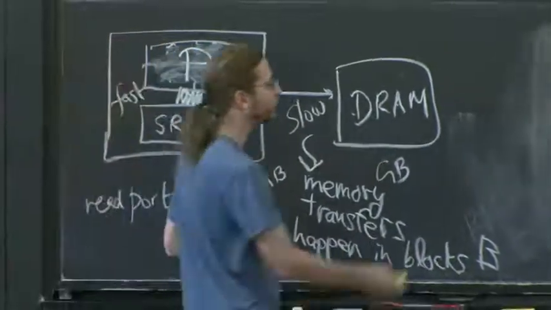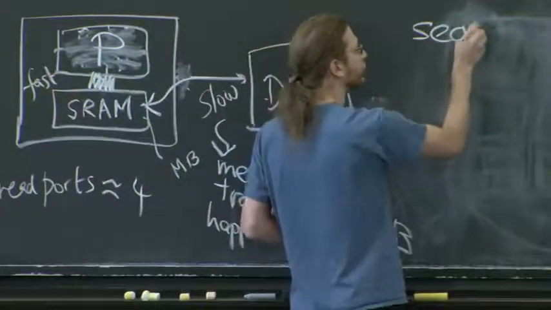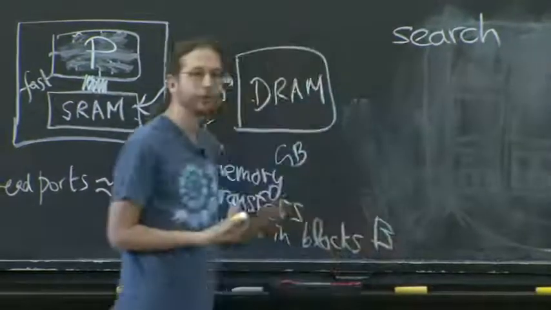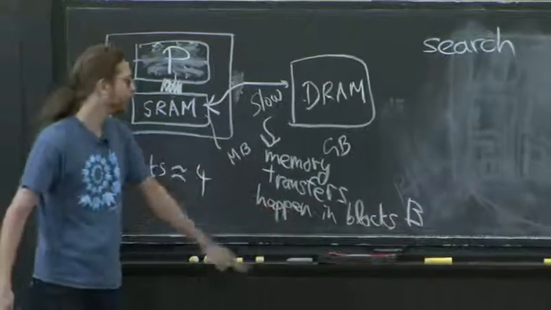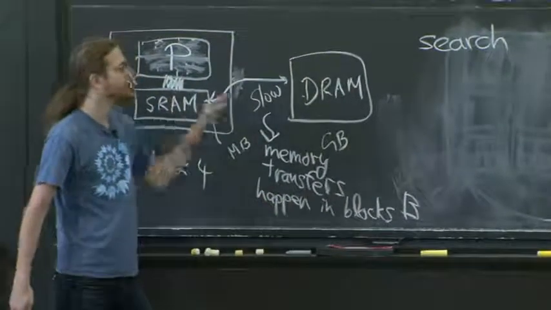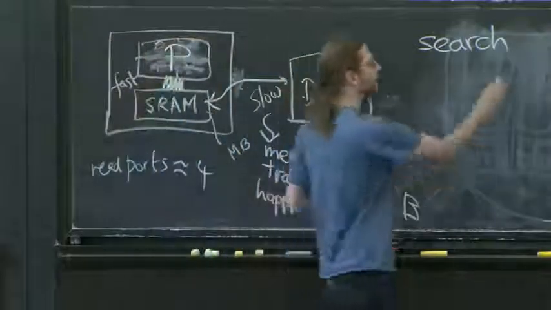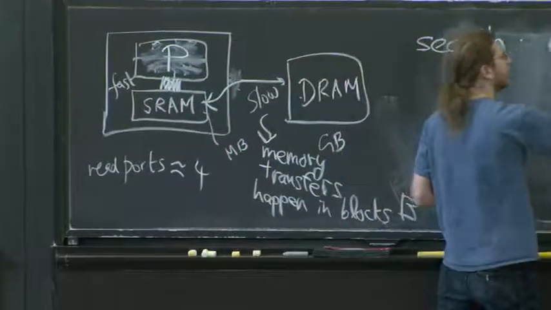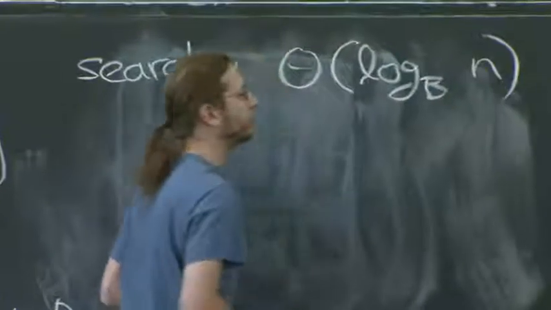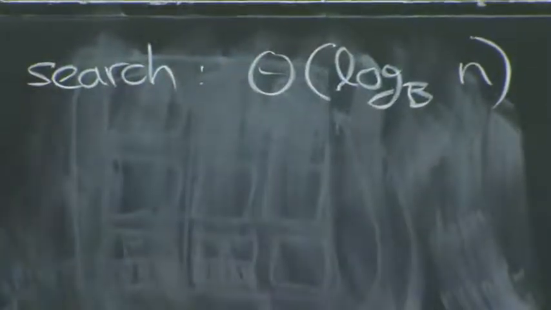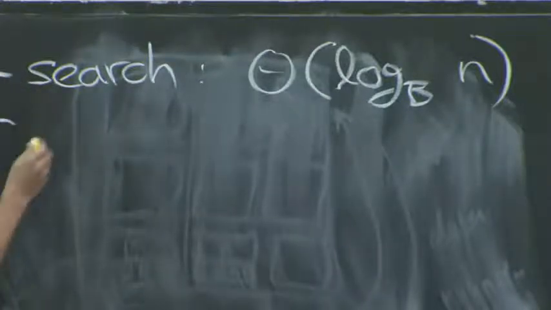So for example, if you want to do search, normally we think of doing binary search. That takes log n accesses if everything is uniform. But with this asymmetry, and if you're reading in entire blocks, if you do it right, you can do it in log base B of n instead of log base 2. This is counting memory transfers, not computation. Computation here is free. It's a little weird, but you get used to it.